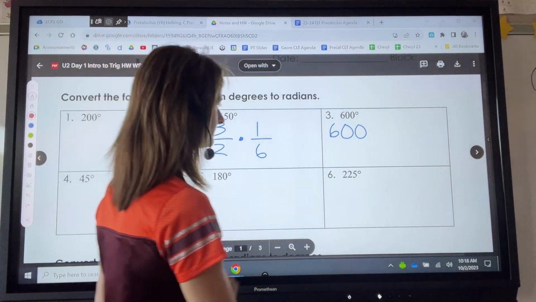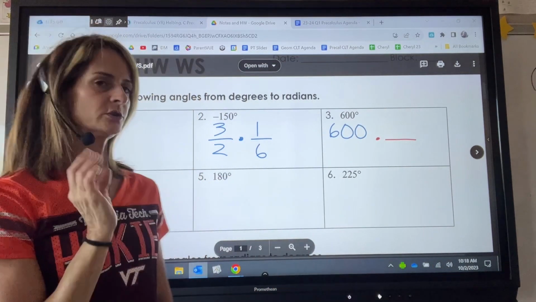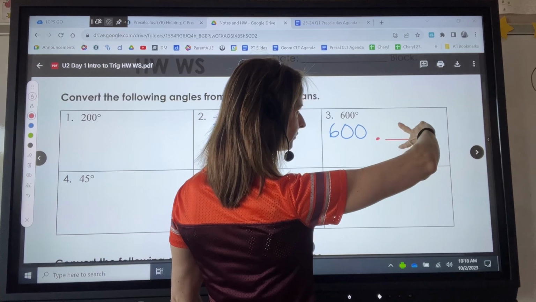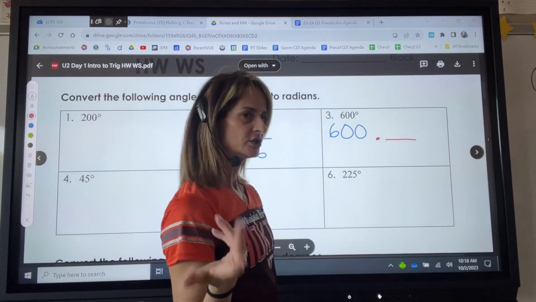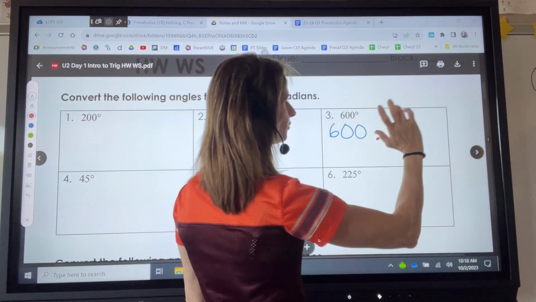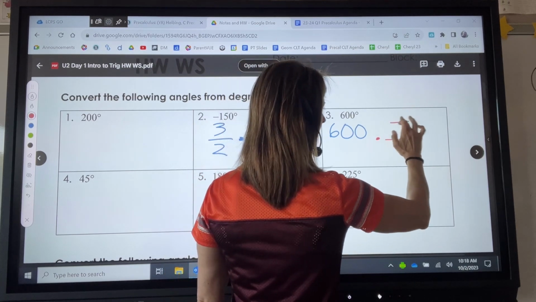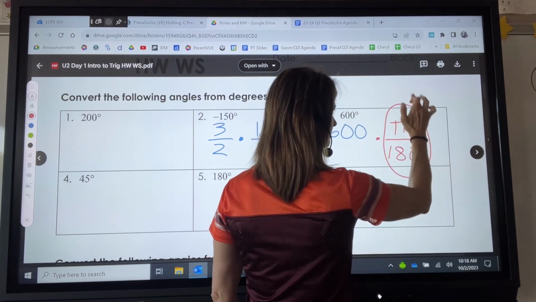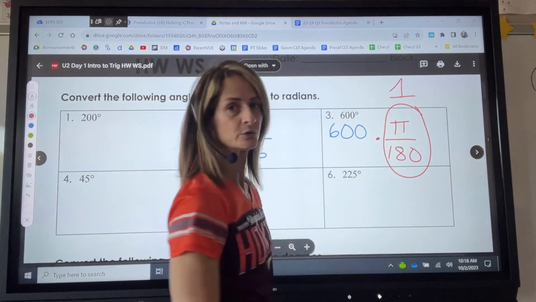600 degrees. Now, if we're trying to go from degrees to radians, we write our special 1, which is our number that's equal to 1, and that's going to change our problem's units from degrees to radians. We want to make sure our radians are in the numerator and our degrees are in the denominator. We know that pi in radians is equal to 180 degrees, so this is essentially equal to 1.